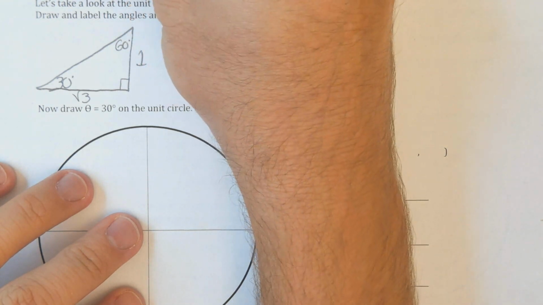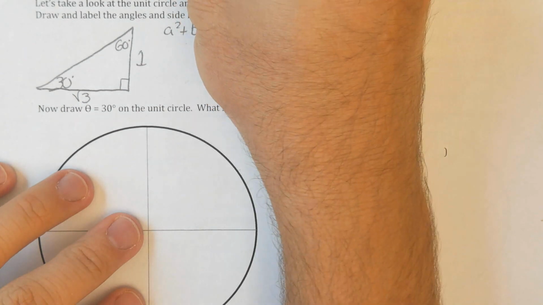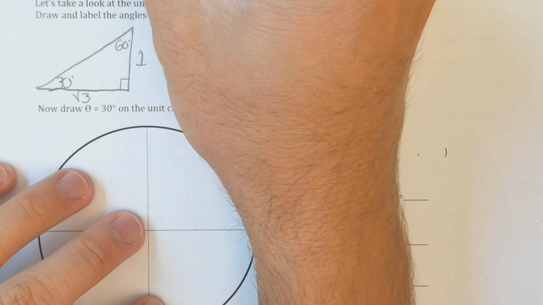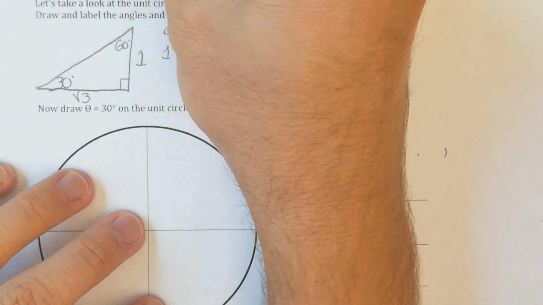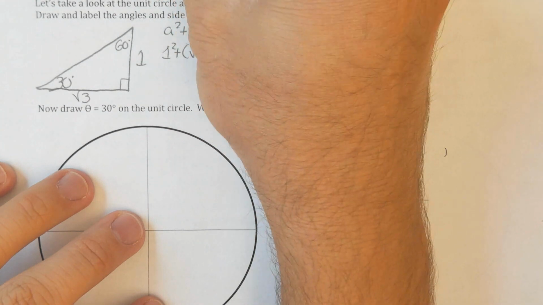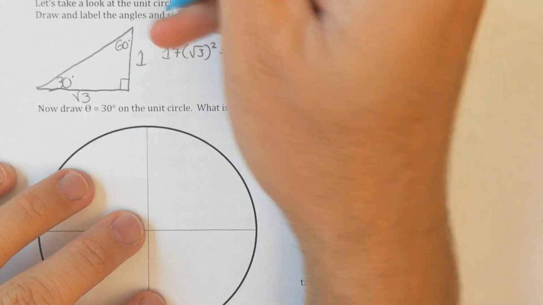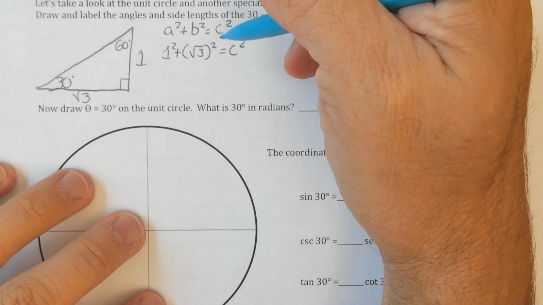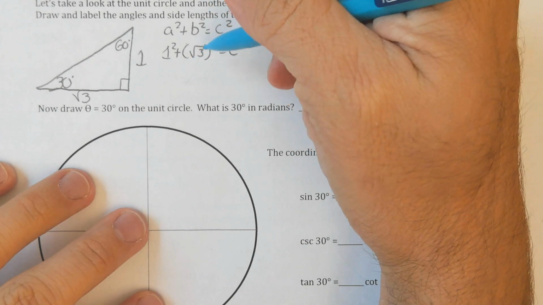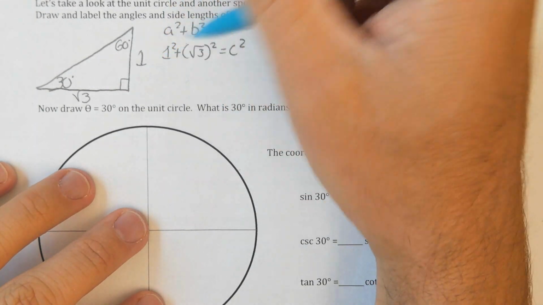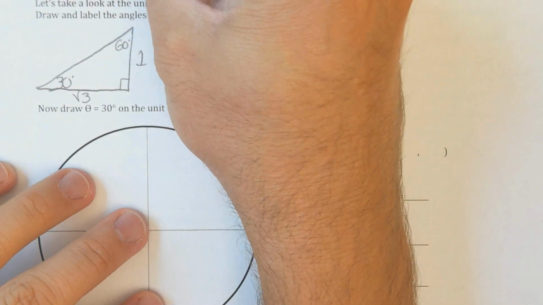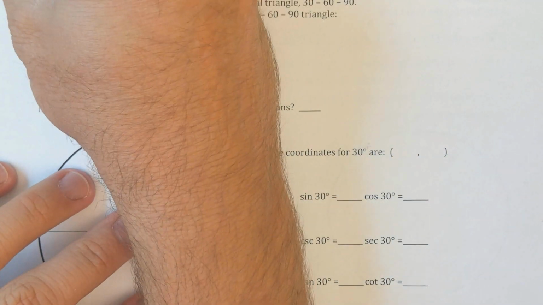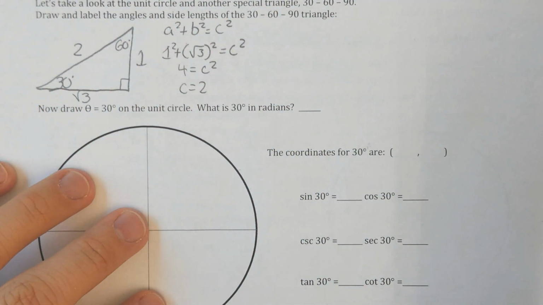So we're going to have a squared plus b squared equals c squared. And so then we're going to go 1 squared plus root 3 squared equals c squared. That's going to give me 1 plus, whenever you have a radical expression, in this case square root 3, raised to a power of 2, it just gets rid of the square root sign. So you have 1 plus 3, which gives you 4. So we have 4 equals c squared, which tells me that c is equal to 2. So my hypotenuse is equal to 2 on my 30, 60, 90 triangle.